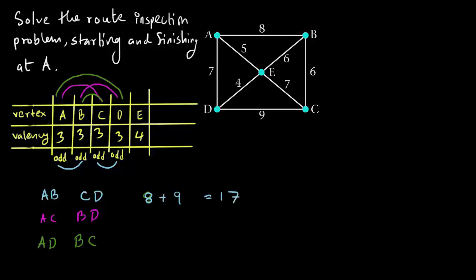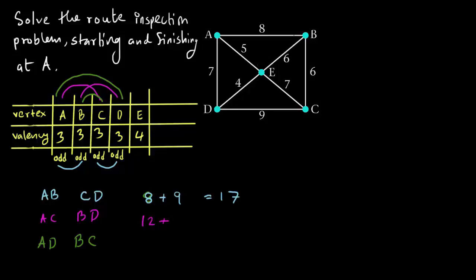Now the other option is connecting AC and BD. So if we connect A and C, 5 plus 7 is 12. We can also connect A and C by this: 7 plus 9 is 16, 8 plus 6 is 14. So 7 plus 5 is 12, so this is the smallest. So we can write this 12 plus BD.